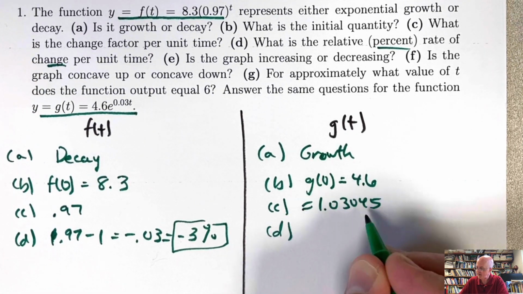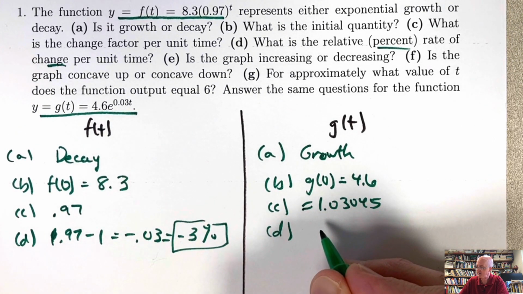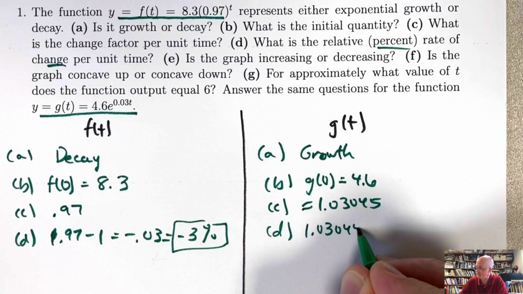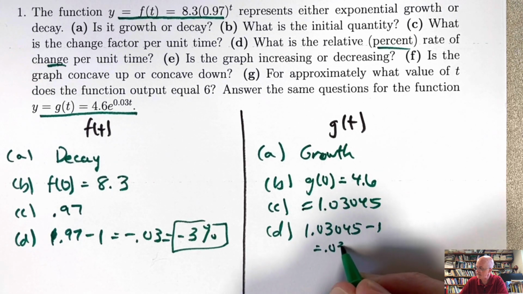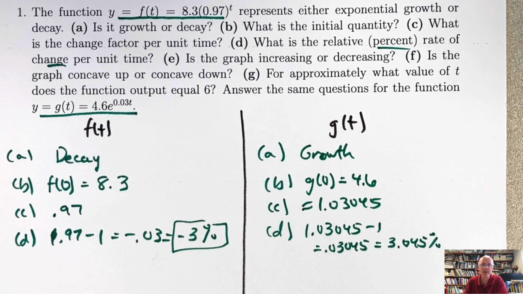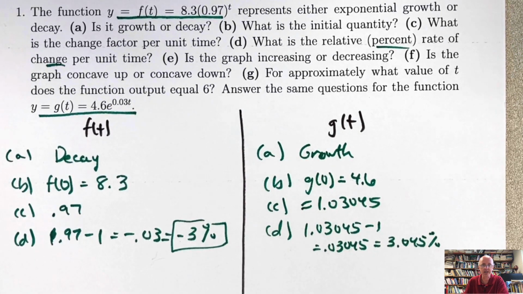Its growth factor, change factor, which is going to be the same as the growth factor, is this. In other words, it's growing. The relative rate of change is a positive number, and in fact, it is this number minus 1. So in each case, you subtract 1 to get 0.03045, and as a percent, that's 3.045%. Okay? So for every unit that t increases by one unit at a time, that's the percent growth in the function g of t.